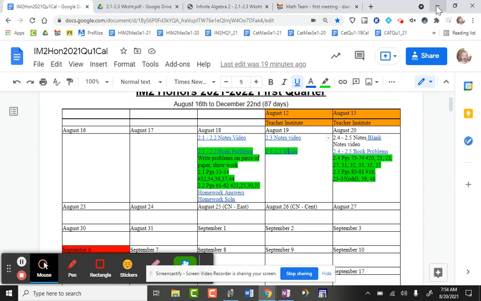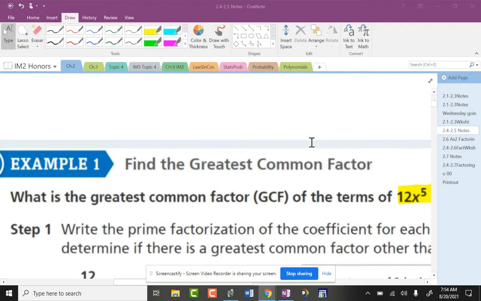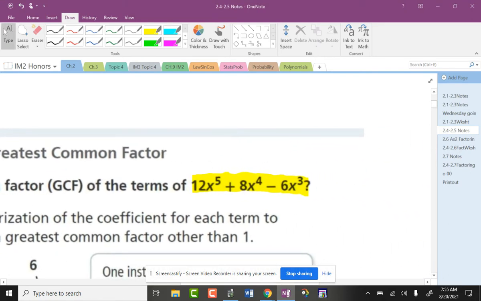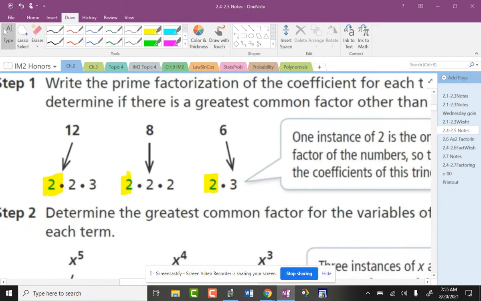Okay. All right. So notes officially started showing that calendar. What we were doing is just looking at the greatest common factor of this. And first of all, they break it down numerically. Looking at the numbers, what is the GCF?